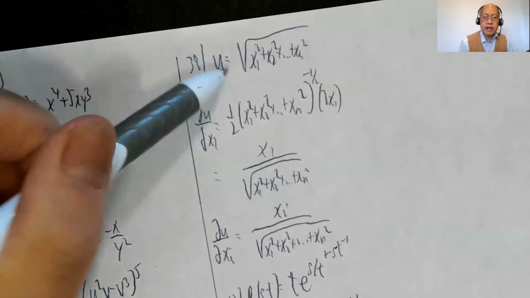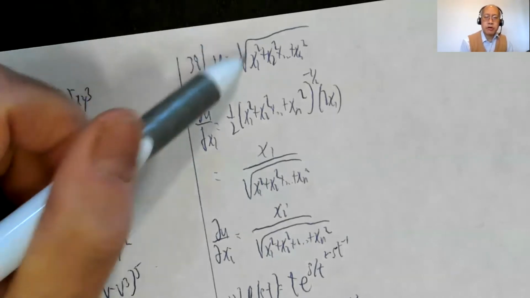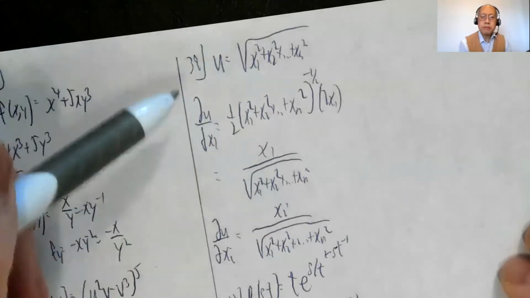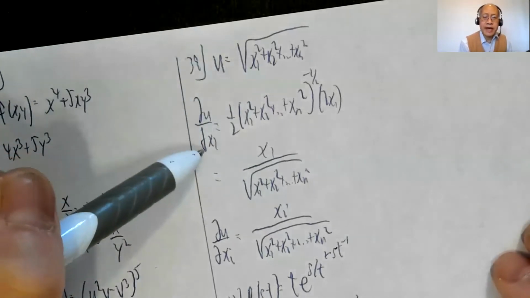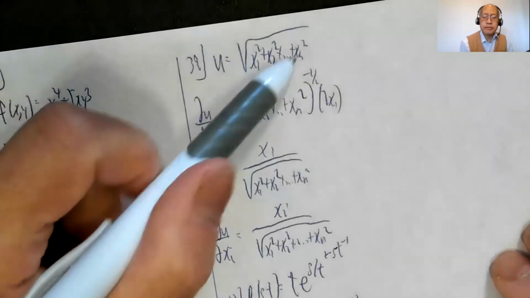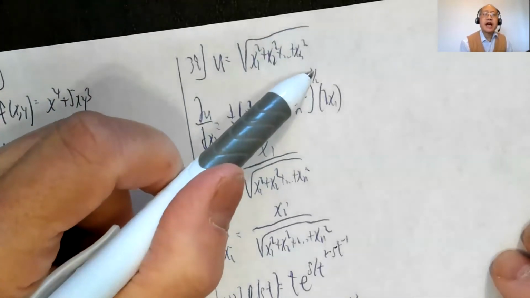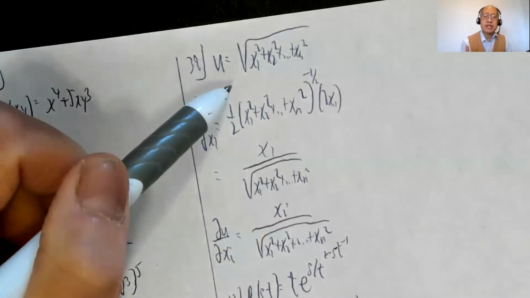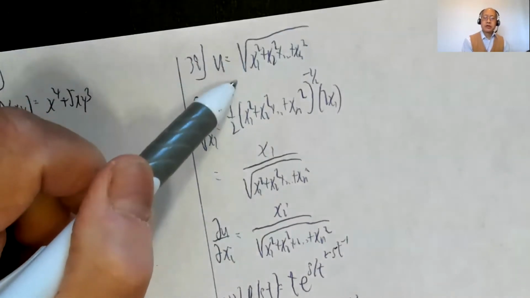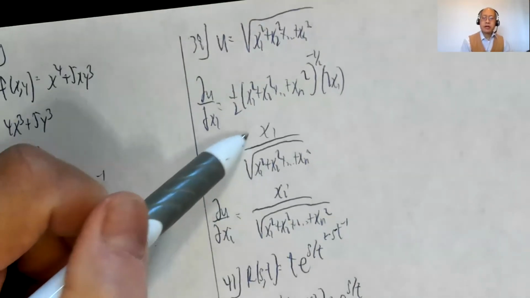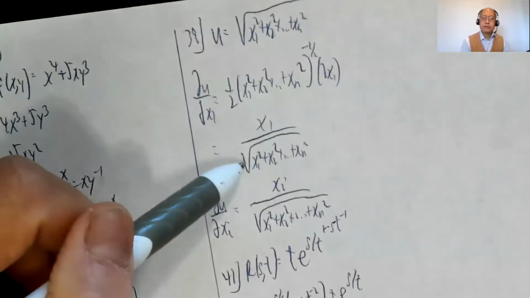39 is not as hard as you might think. u equals square root of x1 squared plus x2 squared plus blah, blah, blah, plus xn squared. So partial of u with respect to x1, think of this as blah, blah, blah to the half. So 1/2, blah, blah, blah to negative half, times the derivative of the inside with respect to x1. That's 2x1. All of these drop out. 2 cancels a half. So I have x1 over radical.